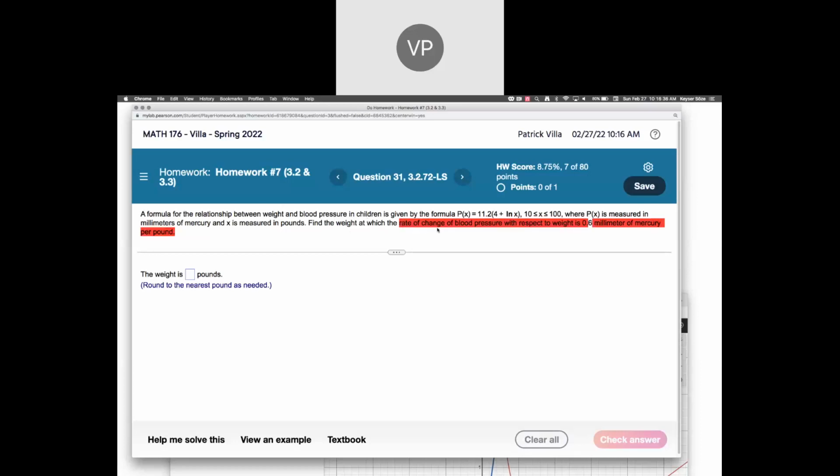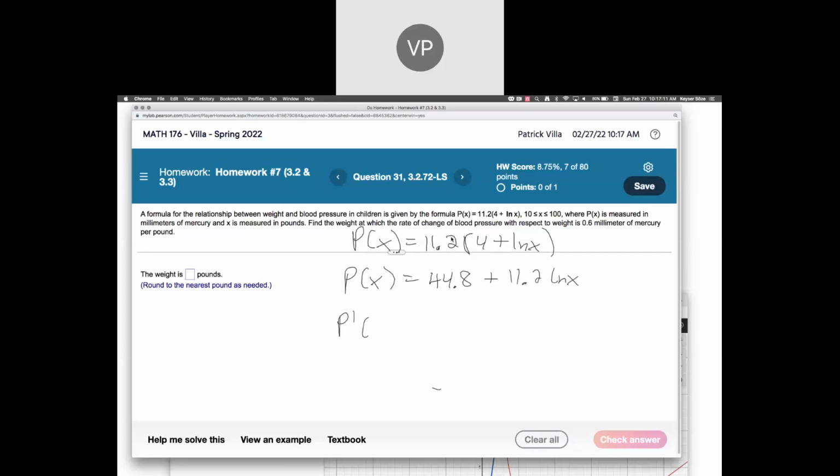So remember, rate of change right here, that's going to tell you one thing and one thing only. Go find the derivative of this function. Okay, so before I find the derivative, I like to distribute to get all this fixed up a little bit better. So I distribute the 11.2. That multiplies by 4, we get a 44.8. Then we have the 11.2 natural log of x right here. Now I find the derivative.